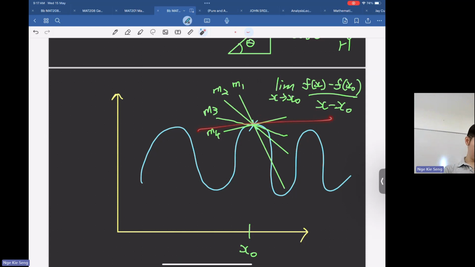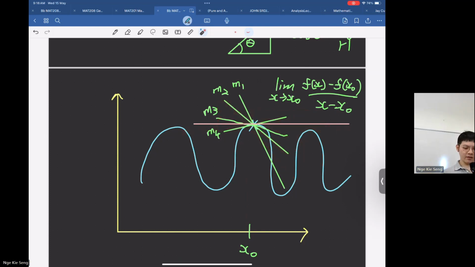The horizontal line. Not just y equals 0, right? It has some shift. It gets shifted up, but the gradient is 0. And how do you get this tangent line here? You consider the limit of the nearby secant.